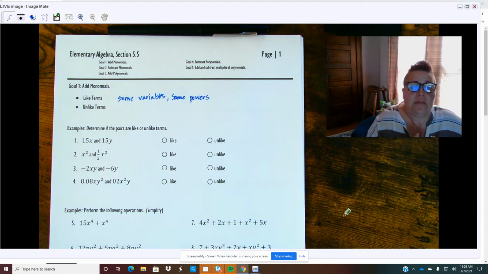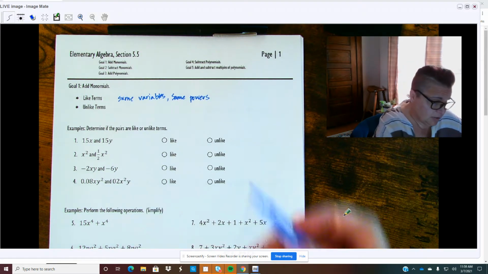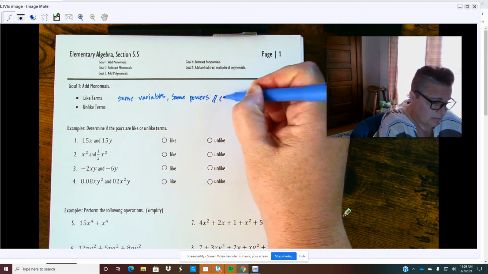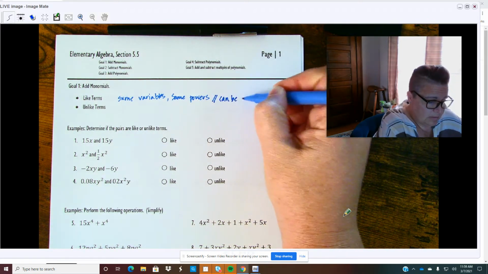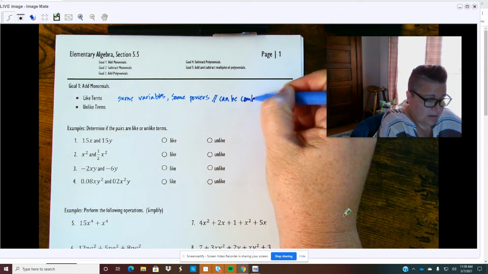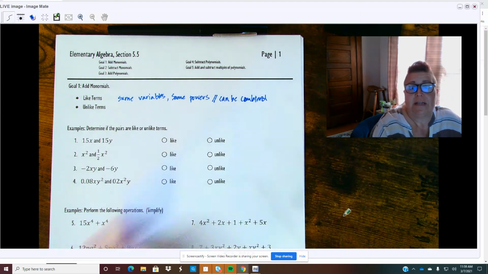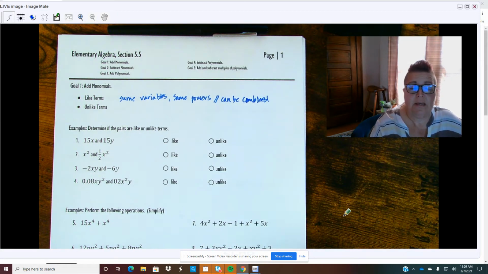Ideally, if they do not have the same variables or the same power, they're simply what we call unlike terms. Now, like terms can be combined. Unlike terms cannot. So if your terms are unlike, the only thing that you can do is restate them.